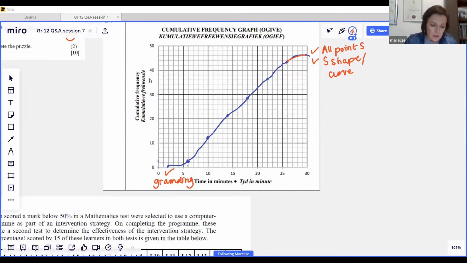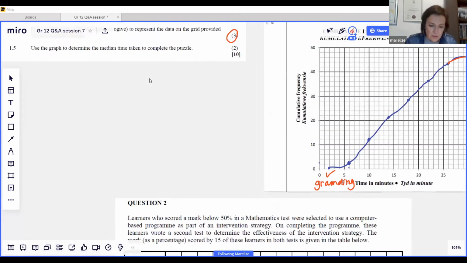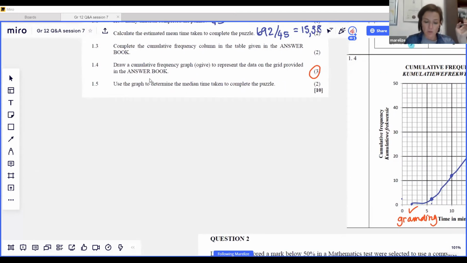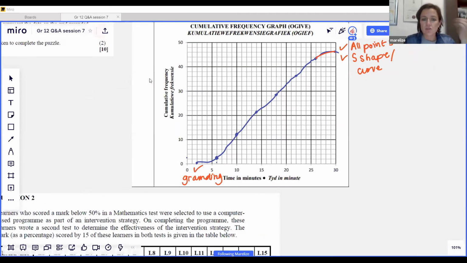Okay. That is our cumulative frequency graph. Use the graph to determine the median time taken to complete the puzzle. This is a favorite question that always relates to either the percentile or the median. So how do we know where the median is? We've got 45 data points, so the frequency is 45. The middle of the 45 will be which value? Because that's the median. The median is the middle.